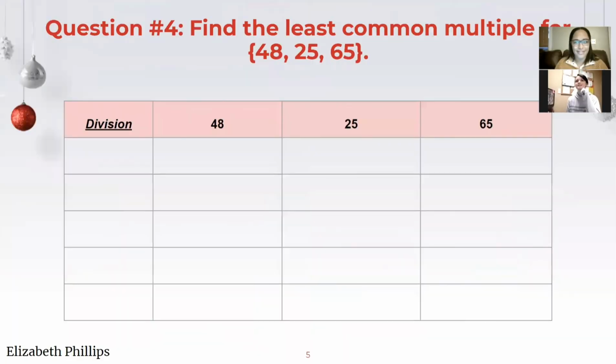Thank you. Okay, Elizabeth, find the least common multiple for the numbers 48, 25, and 65. So what we're going to do first, we want to break all of our numbers down until we can't break them down anymore. So first we're going to divide all of our numbers by 3. And when we do that, we're going to get 16, 25, and 65. So next we're going to divide all of our numbers by 5. And when we divide all of our numbers by 5, we are going to get 16, 5, and 13.